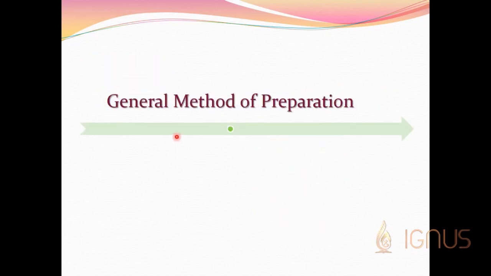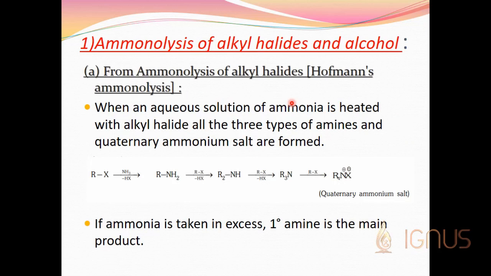Let us discuss the general methods of preparation. The first method is from ammonolysis of alkyl halides and alcohols. Let us discuss the ammonolysis of alkyl halides. When an aqueous solution of ammonia is heated with alkyl halide, all three types of amines are obtained, along with quaternary ammonium salt.